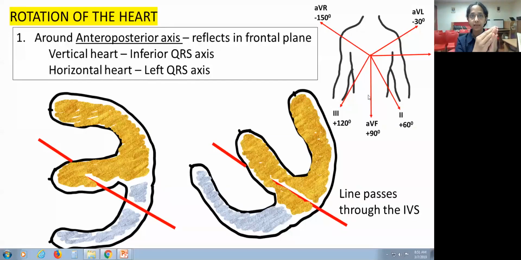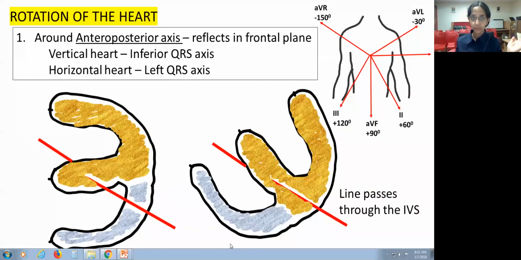So if your heart is more vertical, you have an inferior axis, and if your heart is more horizontal, you have a more leftward axis. So this is what you see. If you have a horizontal heart, the axis is more leftward, versus if you have a vertical heart, you have more inferior QRS axis. If your heart is rotated in this direction, you will call it counterclockwise looping, and if you have it in this direction, you call it clockwise looping. Now remember, the words clockwise and counterclockwise are used for both the frontal plane and also the axial plane.